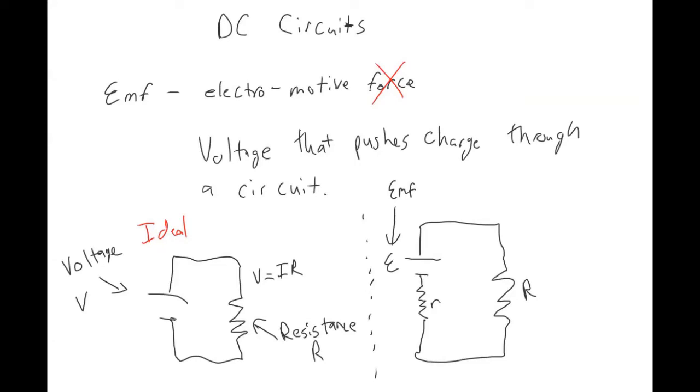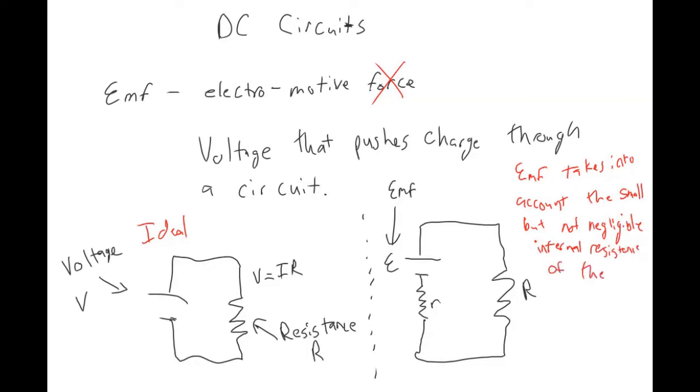And so basically the EMF takes into account the fact that whatever voltage source you have is going to have some small but not negligible internal resistance. So EMF takes into account the small but not negligible internal resistance of the voltage source. And so on the next slide, we'll talk about how we treat this EMF.